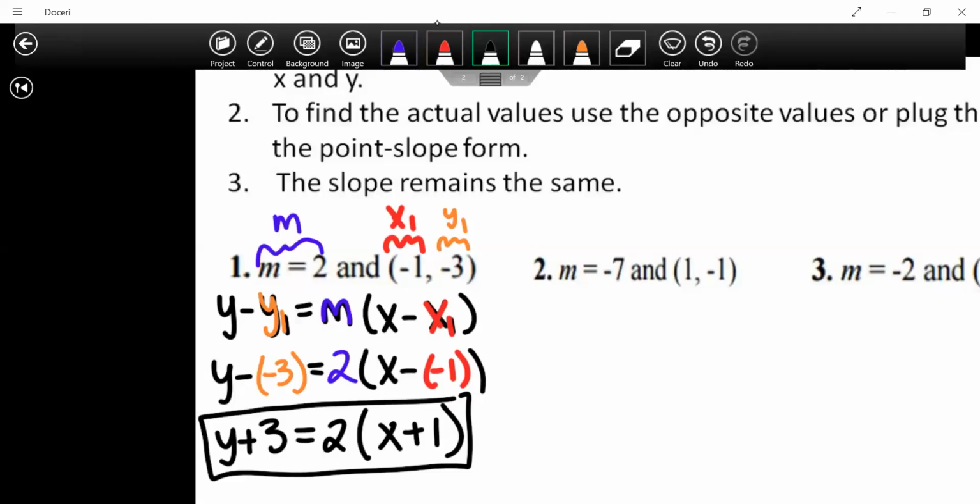Okay? So that's the easy way, I'm going to show you the quick way of doing these. Okay? So they're always going to be the opposites. That's what I mean, the opposite values.